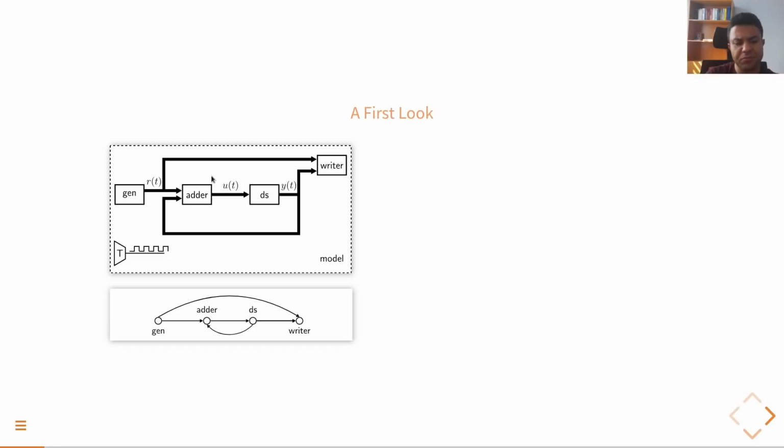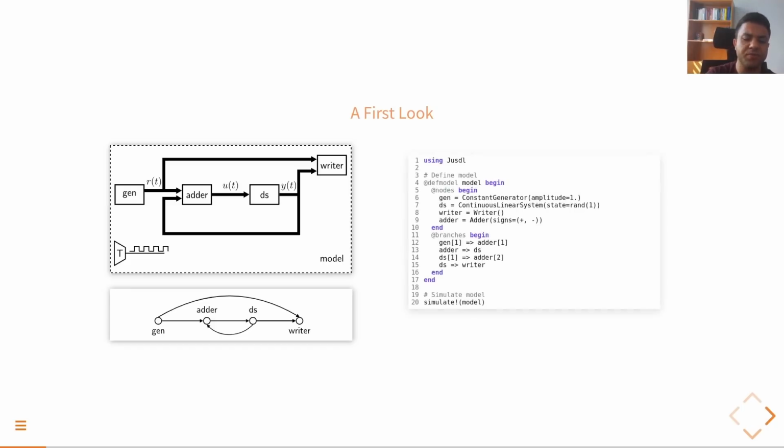Similarly, each connection in the block diagram of a model can be associated with a branch in the signal flow diagram. So by adding new nodes to our model, we are actually adding new components to the model, and by adding new branches to the model, we are actually adding new connections to the model. Okay, let's construct this model in Jusdl.